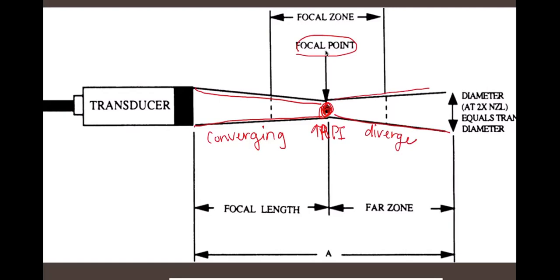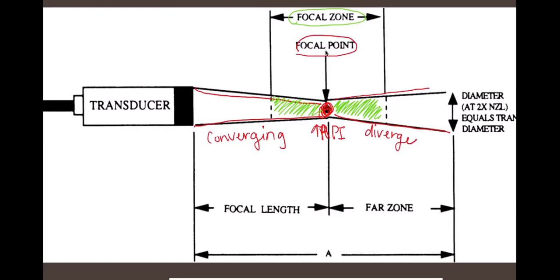The area that is around the focal point, so this focal zone, you'll notice that the area here is pretty small. However, it's still not as small as it is at the focal point. The focal zone has a funny way of being described in Kremkau. Basically what he's saying is this part of the sound wave is small. It's not as small as the focal point or the focus, but it's still pretty small.